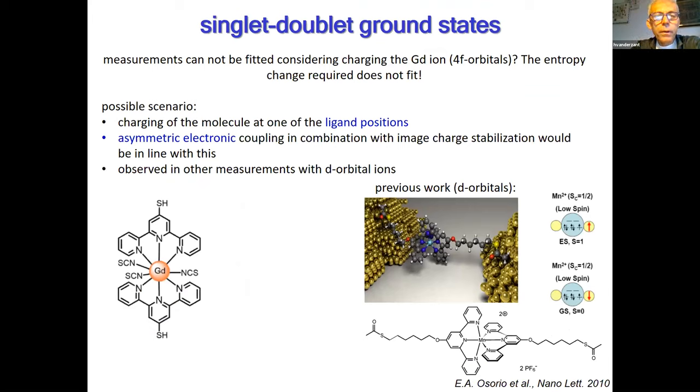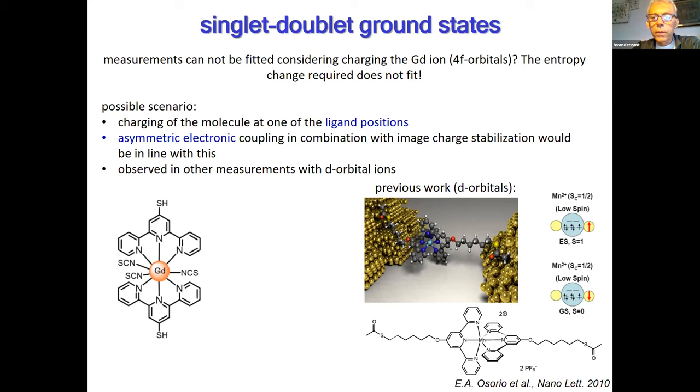I will try to wrap up a little bit quickly now, because you could say, oh, wow, that is nice, this entropy, but you told me that this molecule is a high spin molecule, 7 over 2. And if I have a molecule with 7 over 2, I don't expect the entropy change to be the one corresponding to going from a doublet to a singlet. You expect a larger change. And we don't see that. So what is going on?